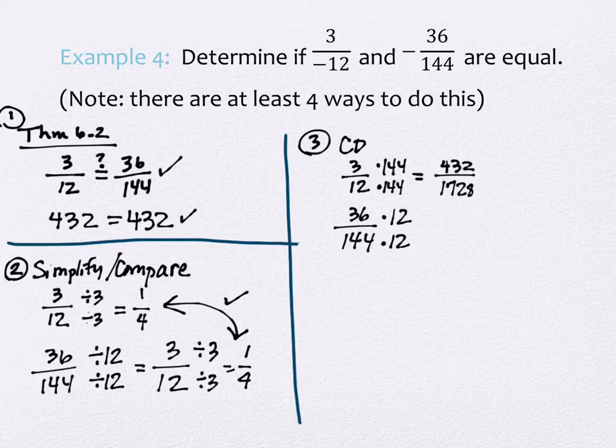Awesome. Now that denominator is definitely going to match down here because I still have 12 times 144. And we did the 36 times 12 earlier as well, and we got 432. So using common denominators, the denominators are guaranteed to match when we do this. We're then comparing the numerators, and they're equal. So these two things are equal. So again, it checks out.